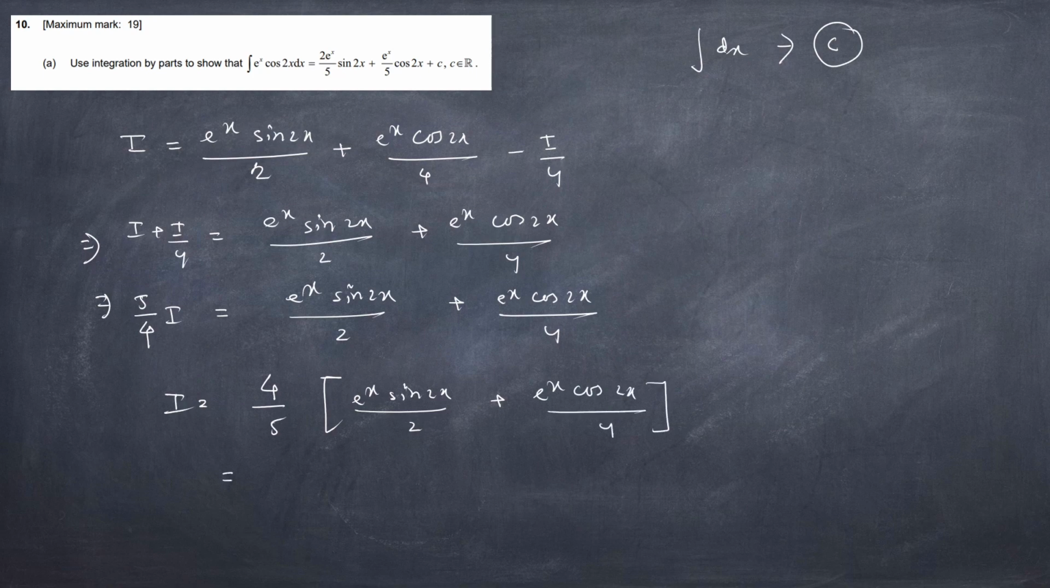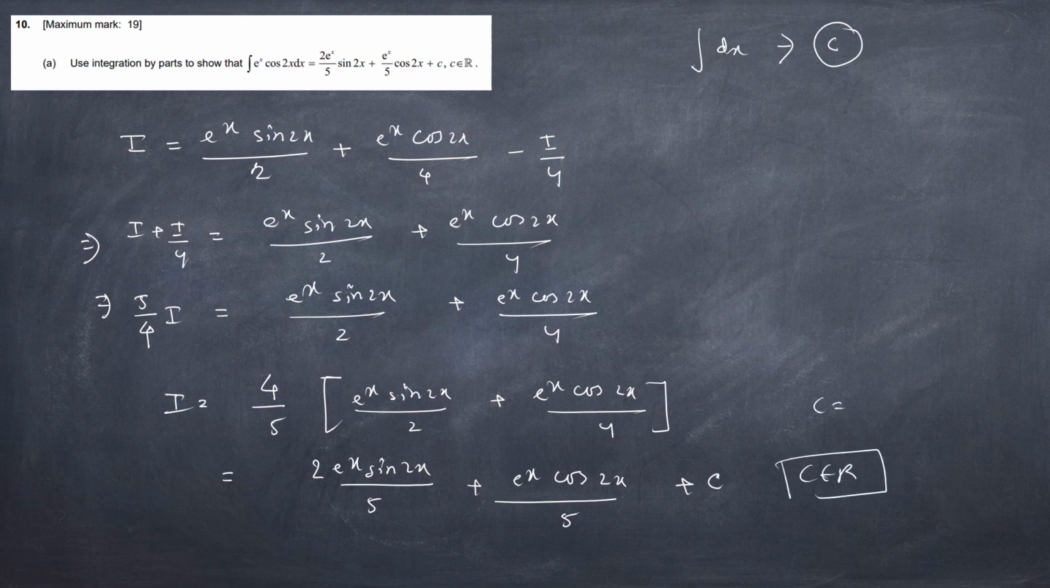So from here we can write the answer to be e to the power x sin 2x divided by 2 plus e to the power x cos 2x divided by, sorry, here it will be 2 e to the power x. Directly I am multiplying all this. So 2 e to the power x sin 2x divided by 5 plus e to the power x cos 2x divided by 5 plus C. C is the integration constant, it belongs to R. So in this way, this first problem is done.